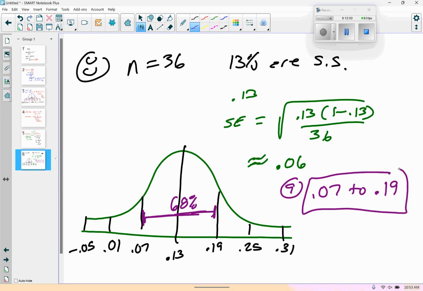And let's see. Number 10, how likely is it that you would survey 36 random people and end up with either 11% or more who are senior citizens?